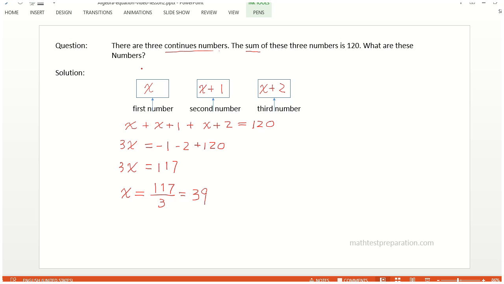So the first number is 39. The second number is x plus 1, which equals 39 plus 1 equals 40. So the second number is 40. The third number is x plus 2, which is 39 plus 2, which is 41. So the third number is 41.